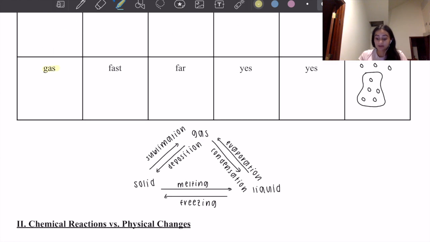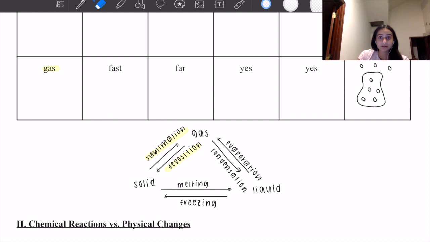So I've created a little diagram. This diagram shows the different terms for the different phase changes going from each kind of state of matter. So to go from a gas to a liquid is to condense, liquid to a gas is to evaporate, a solid to a gas is sublimation, a gas to a solid is deposition, a solid to a liquid is melting, and a liquid to a solid is freezing.